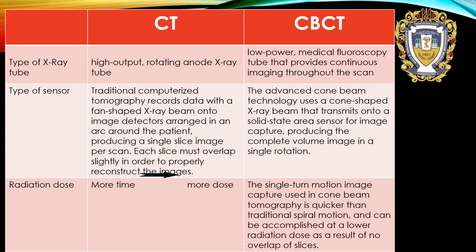At this table, I would like to show you differences between traditional CT and cone beam CT. Advantages and disadvantages. According to type of X-ray tube, traditional CT has a high output rotating anode X-ray tube, but cone beam CT, as a source of X-ray, has a low power medical fluoroscopy tube that provides continuous imaging throughout the scan.